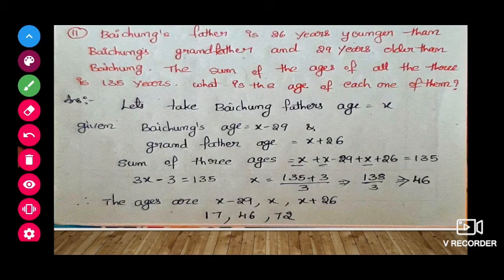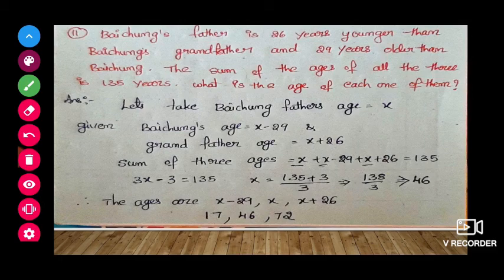Okay. So now the middle person I will take as x. So let's take Bai Chung's father's age as x. Now if Bai Chung's father is x, automatically the son's age will be 29 years younger than the father, meaning smaller than the father. So if we do father's age minus 29, then we get Bai Chung's age. So Bai Chung's age is equal to x minus 29.